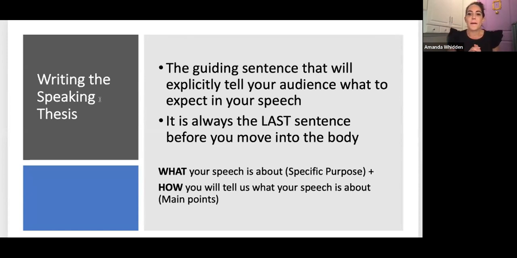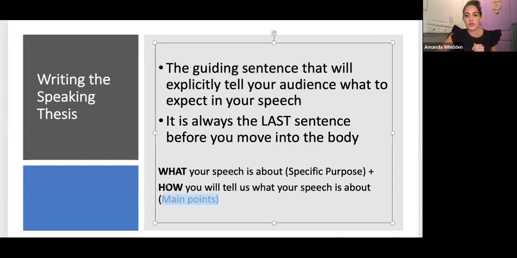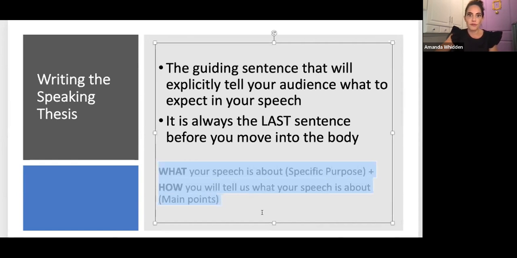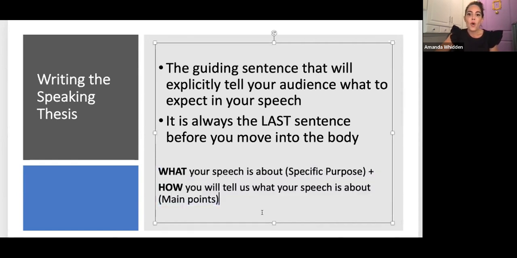So the last sentence of your introduction is always going to be that thesis statement or that main idea statement, if you will. These two key points right here are of most importance. You are going to have two parts to your thesis statement. You're going to have the what, AKA what your speech is about, and that is also known as your specific purpose.